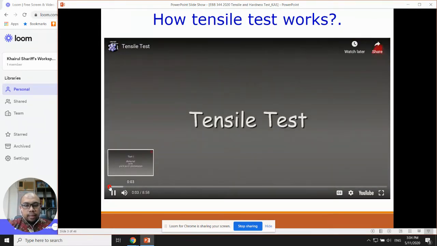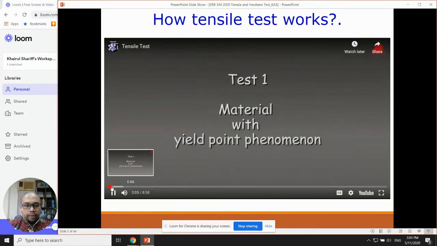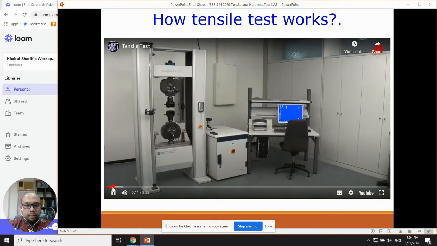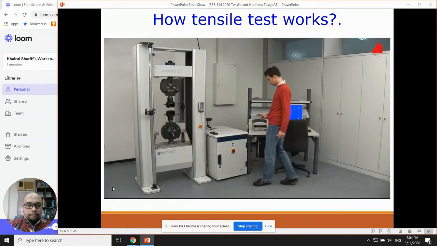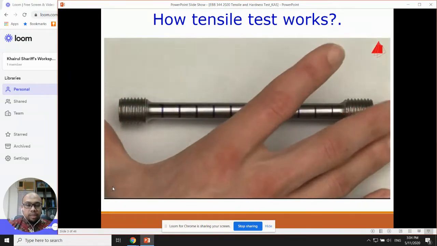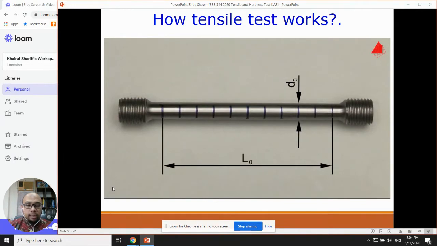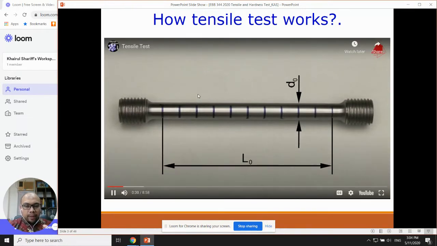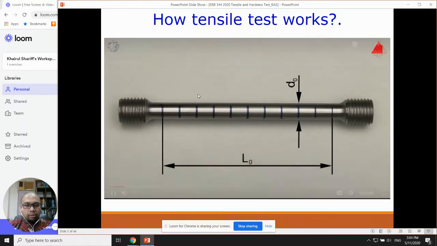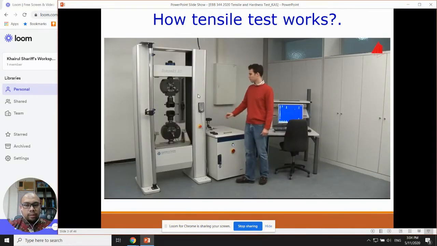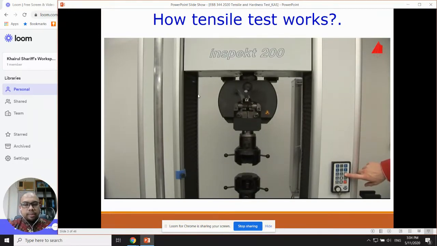Here is an example of the testing. This one shows the instrument or machine that we use for the tensile test. I think we have this instrument in our laboratory, in the ISO lab, as well as in the polymer lab. For the tensile test, as you can see here, there is a standard specimen shape and size. In order to measure the tensile test, normally we use a metal rod-shaped sample.